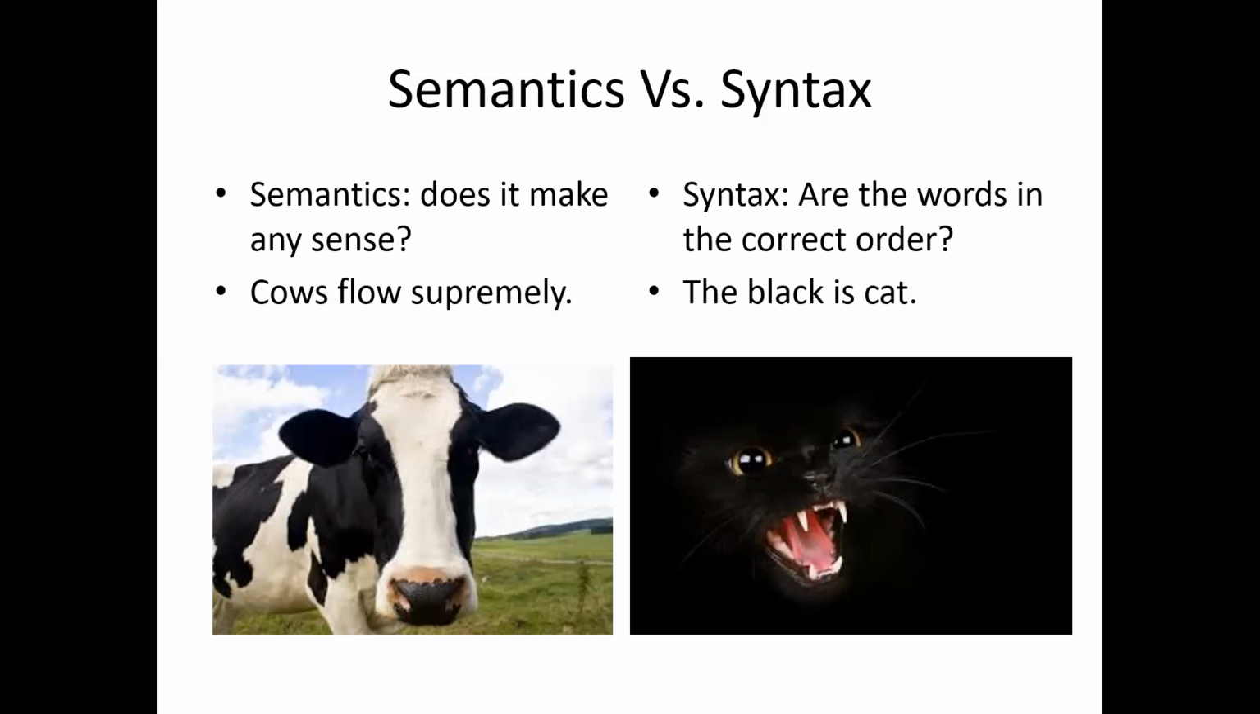So this sentence has syntax. It does not have semantics. The meaning is not there. Versus, the black is cat, right? I can tell what you're trying to say. Like if somebody was speaking English for the first time, I'd be like, oh, you mean the cat is black, right? It's going to make sense. Semantics would be there if they had it in the right order. So syntax is, the order is incorrect.